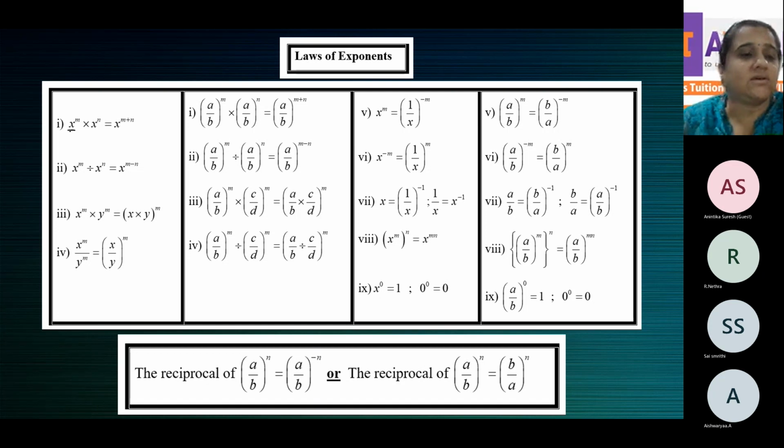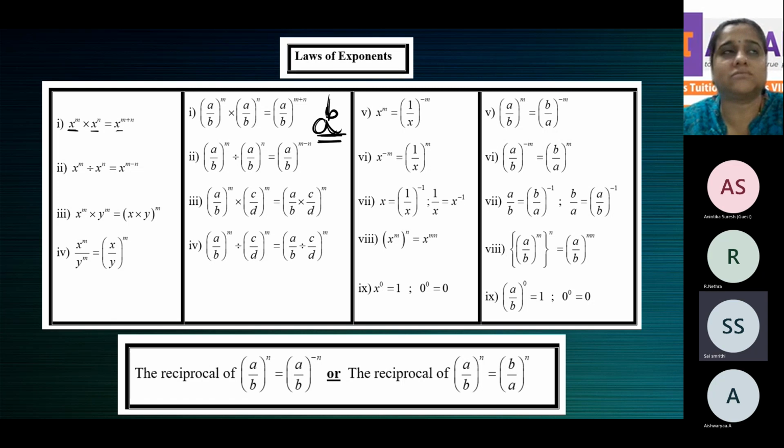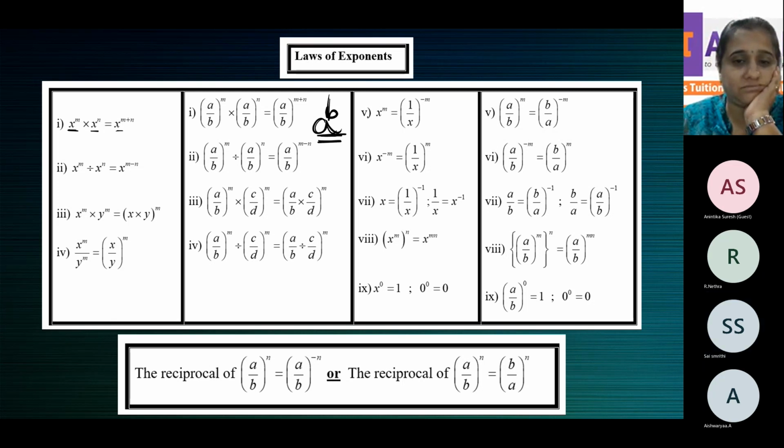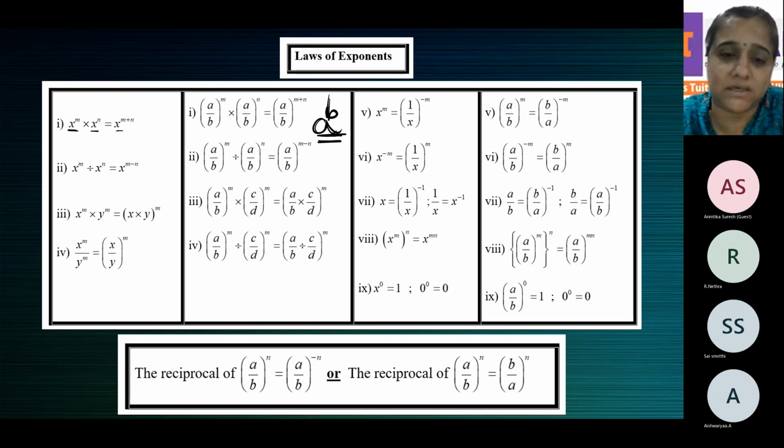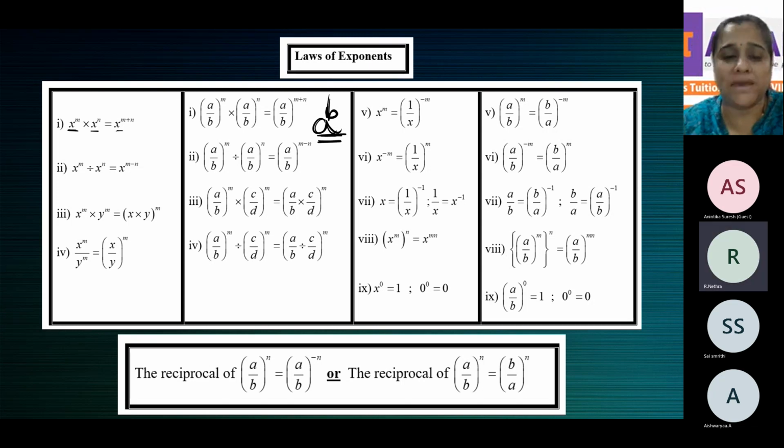All right. So see here, x to the power m into x to the power n is equal to x to the power m plus n. Now, when you write an expression in the exponential form, how do you read this? How do we read a raised to the power b? A raised to the power b or simply a to the power b. Here a is called the base.